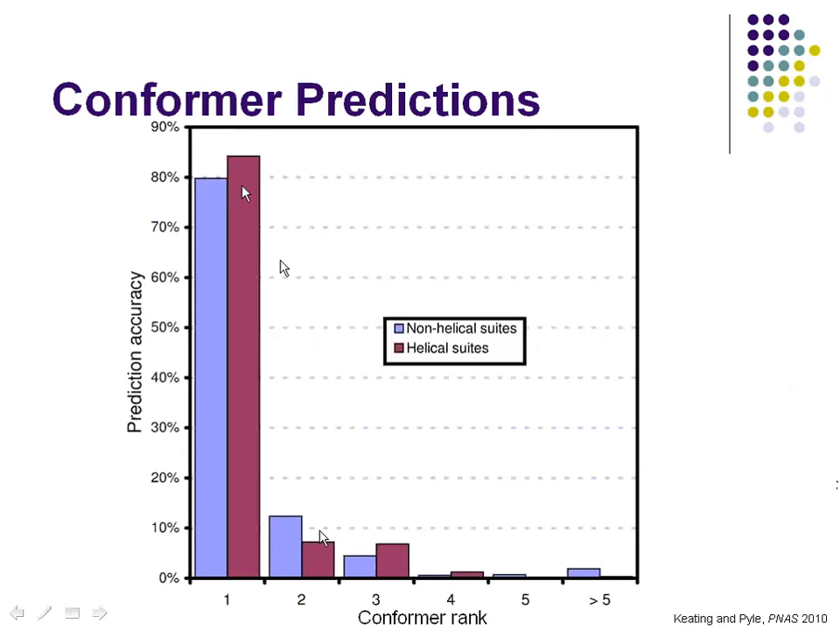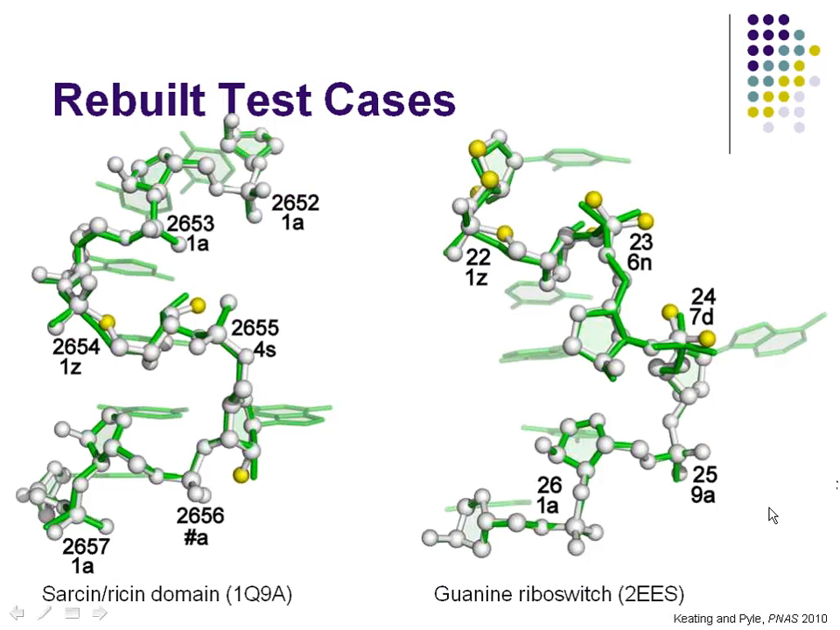And you can see that the first guess is almost always right, about 80 to 85% of the time. Usually when the first prediction isn't correct, it's the second or the third guess. You usually don't have to go any lower than that. So just as a very quick proof of concept to show you that this technique at least can work, I've rebuilt a couple of high-resolution crystal structures.